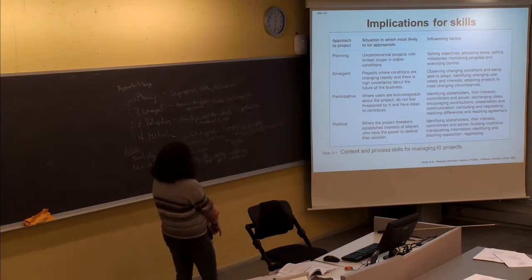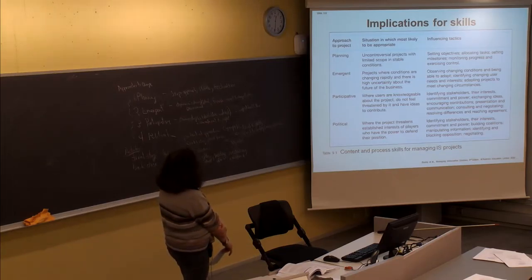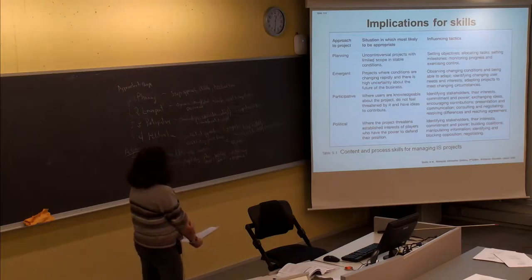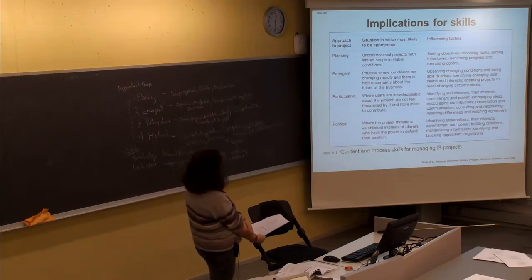And then the participative part is the users are knowledgeable about the project and they're not yet getting biased and have ideas to contribute. So they're not resisting the project, but they're actually making a difference to the outcome of the project. And it's identifying the stakeholders to increase the connections in their tasks.